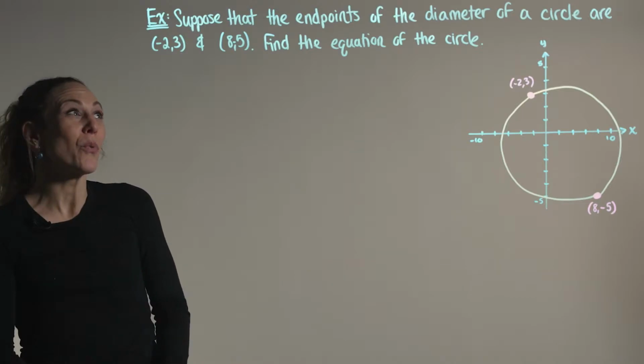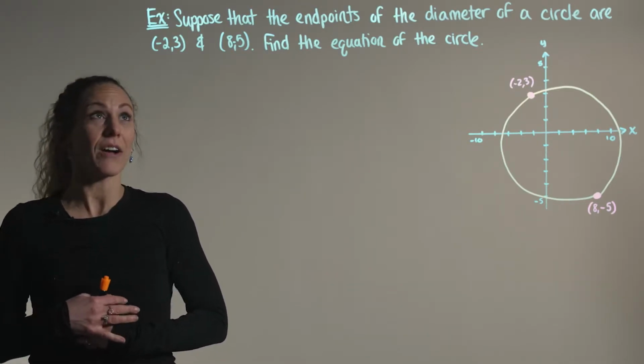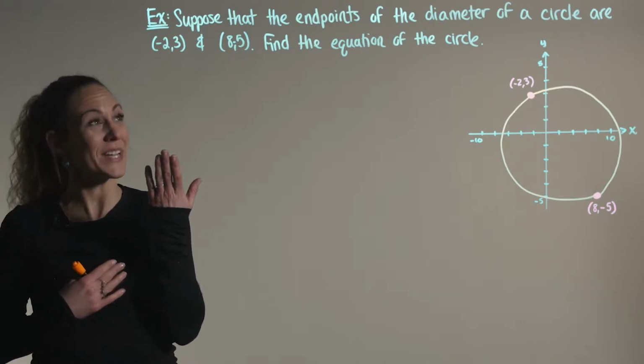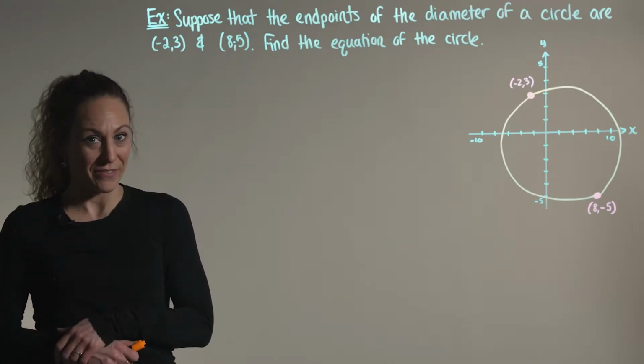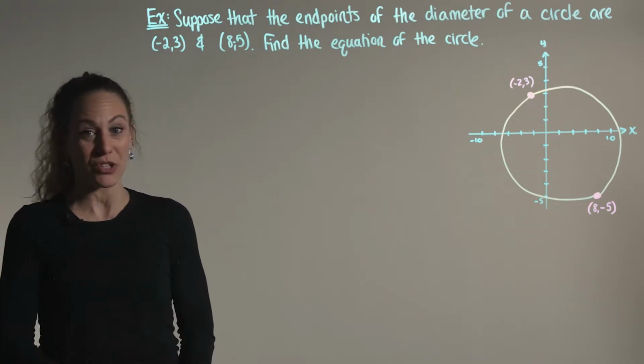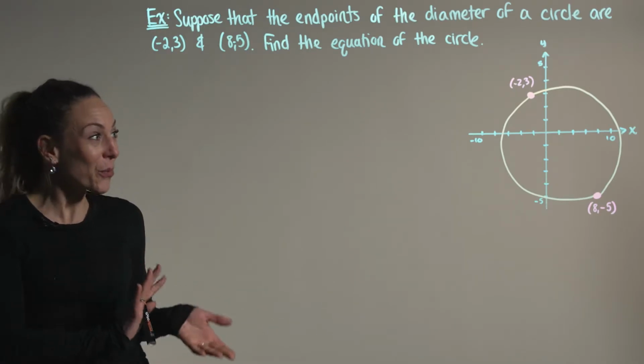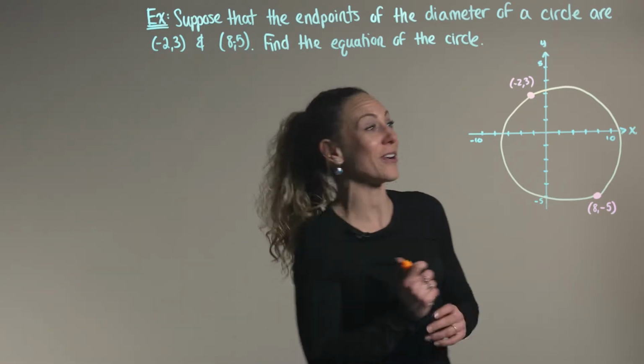In this example, suppose that the endpoints of the diameter of a circle are at the ordered pairs (-2, 3) and (8, -5). Now with just this information, we want to go ahead and find the equation of the circle. So let's pause for a cause real quick and just think about what we have on our graph.